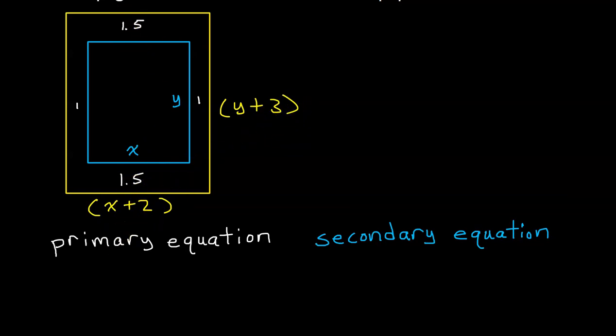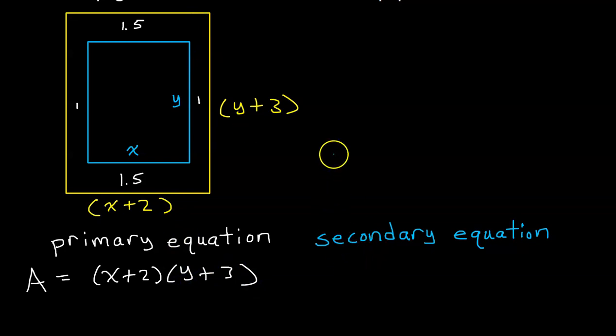Now we are ready to write the primary equation representing the area of the paper. So we know, of course, area is base times height or length times width. So that will be x plus 2 times y plus 3. So there's your primary equation.